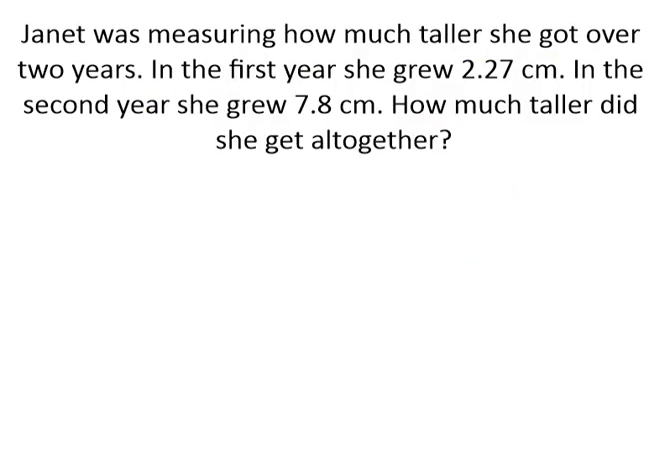All right, Janet was measuring how much taller she got over 2 years. In the first year, she grew 2.27 centimeters. In the second year, she grew 7.8 centimeters. How much taller did she get altogether? All right, so let's highlight our question. How much taller did she get altogether? So what's our key word here? Altogether. So we are going to add up our two numbers.